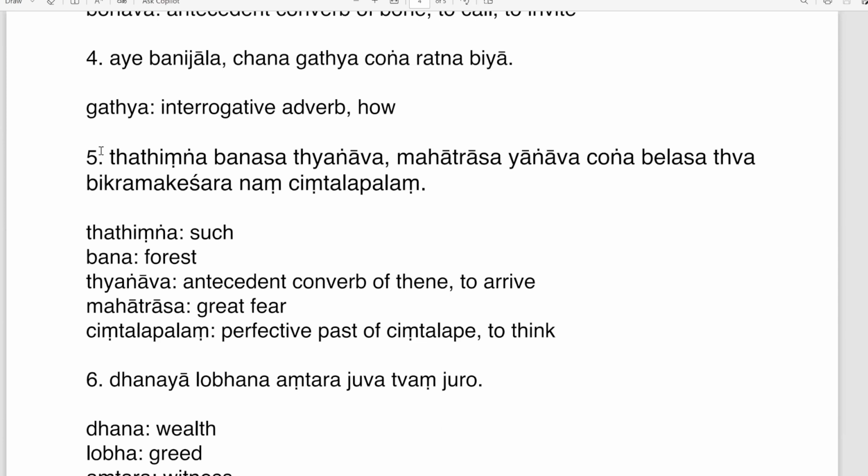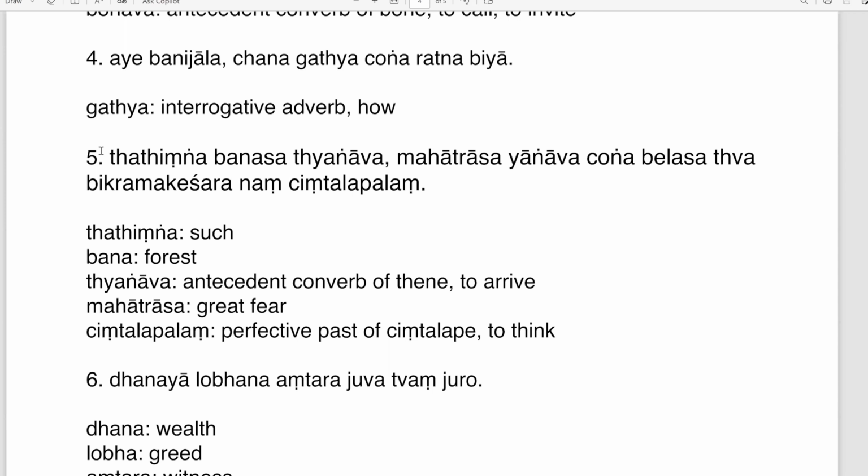Kathimna Banasa Yanava Mahatrasa Yanava Chona Balasatva Vikrama Kishara Nama Chintapam. So we have Kathimna Banasa Yanava, so having arrived at such a forest. Banasa is in the locative. Mahatrasa Yanava. So then again we have the antecedent converb, but this is a ya. So like having, I don't want to read become, but or maybe having made. Mahatrasa, great fear, having become very fearful. My guess.